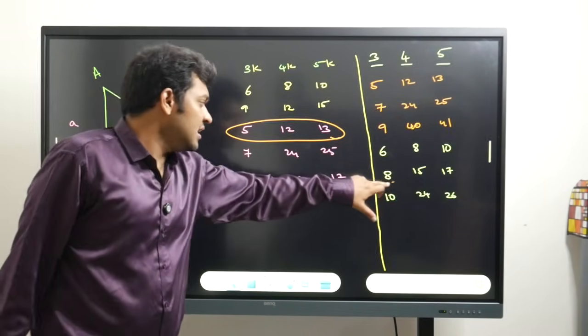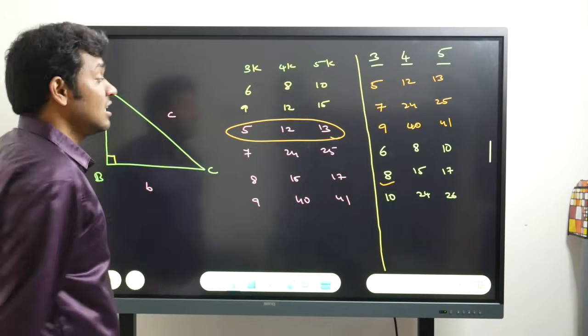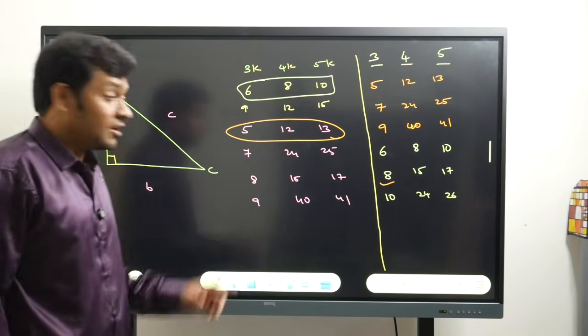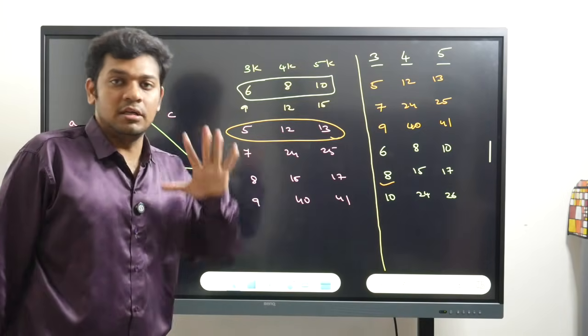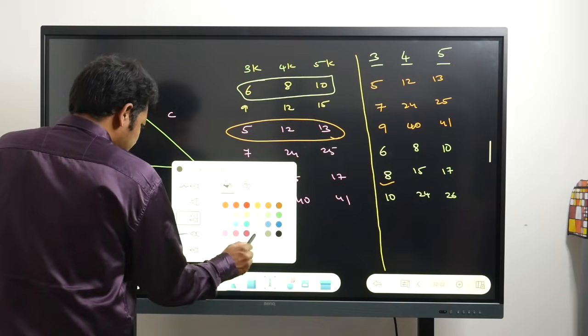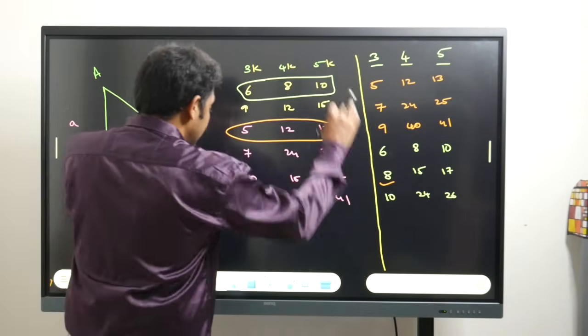Say, if one side is 8, does it necessarily mean the others will be 15 and 17? Need not necessarily be. It can also be 6, 8, 10. As I already told you, you can find one of the possible integral values of the other sides. And there are some values of Pythagorean triples which cannot be obtained using this.